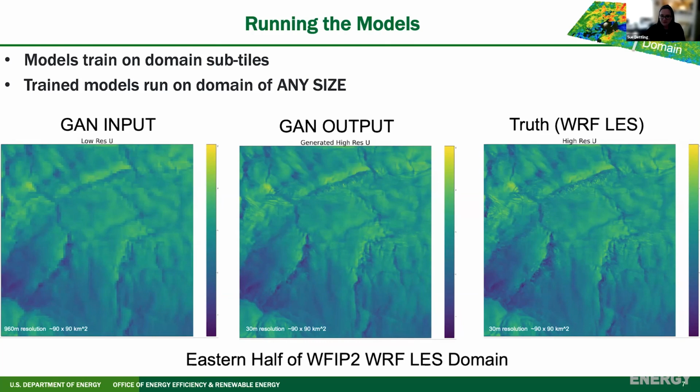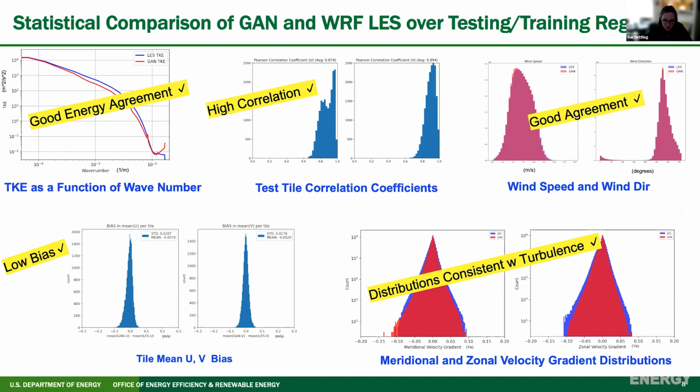So for verification, we perform statistical analysis on the testing tile output of the GAN and compared it to the WRF LES. Now, in the upper left plot, you see there's good agreement between the power spectra of the GAN generated wind data in red and the WRF LES in blue. The upper middle plot shows high value distributions of Pearson correlation coefficients for the tiles of GAN generated horizontal wind fields and the WRF LES fields.